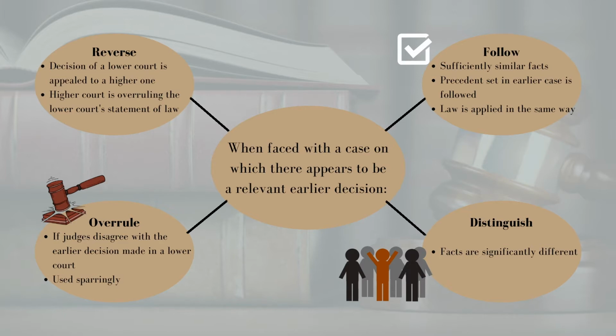And lastly, judges can also reverse the decision. This is if the decision of a lower court is appealed to a higher one. The higher court may change it if they feel that the lower court has wrongly interpreted the law. Higher court is usually also overruling the lower court statement of the law.